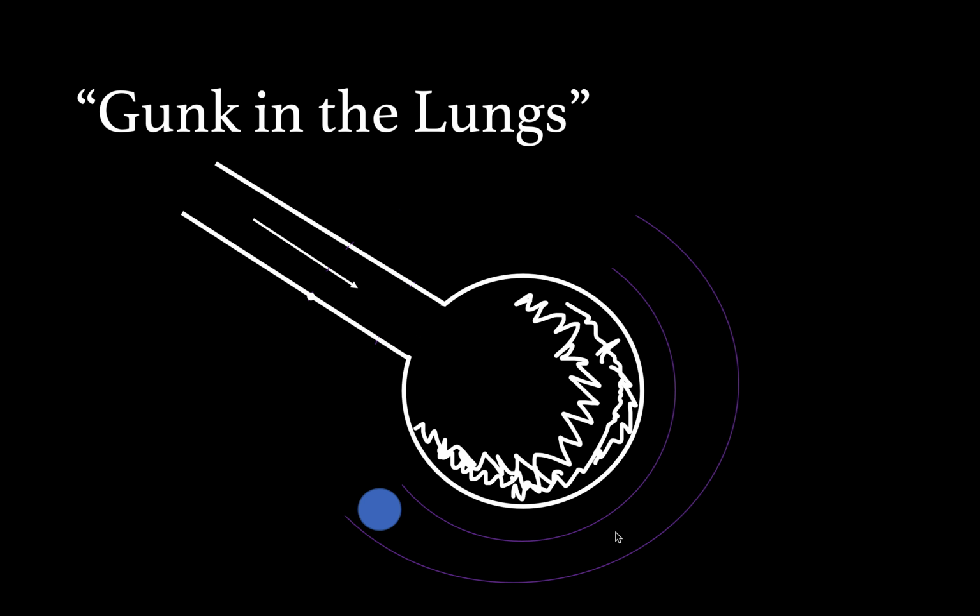Now let's look at a very crude animation that demonstrates what the main problem is in those patients who have gunk in their alveoli. Essentially, the gunk in the alveoli is making it more difficult for the oxygen to diffuse into the red cells in the pulmonary capillaries.